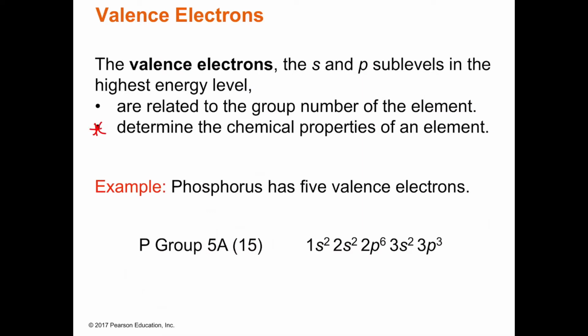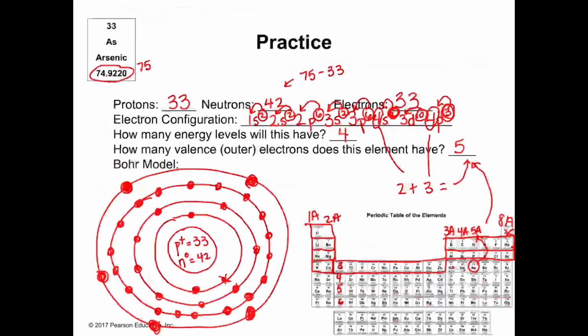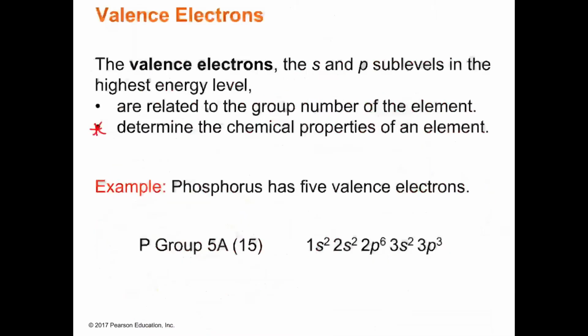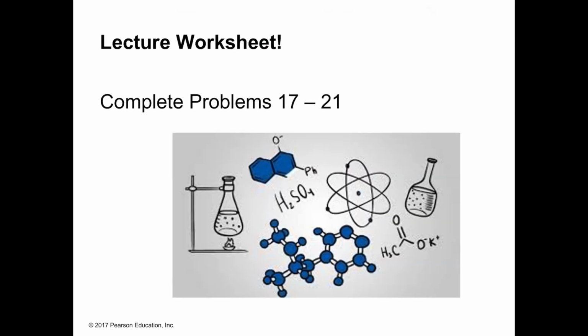They're going to determine how this element reacts with other elements. So this is going to be really important when we get to bonding. Like I said, if we have elements in group 2A, they will have 2 valence electrons, and they will all do this, because they're all going to end in s2. If we look at the periodic table, beryllium would end in 2s2, magnesium would end in 3s2, calcium would end in 4s2. So they're all going to have 2 electrons in their outermost energy levels. They will all have 2 valence electrons.